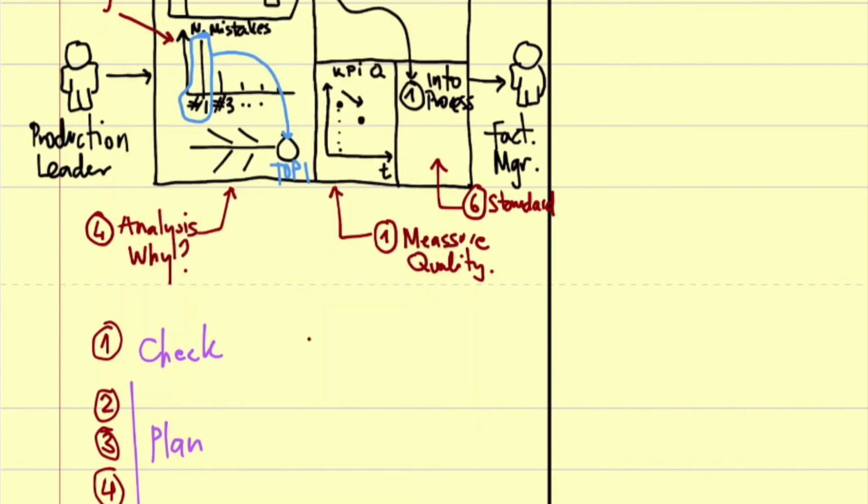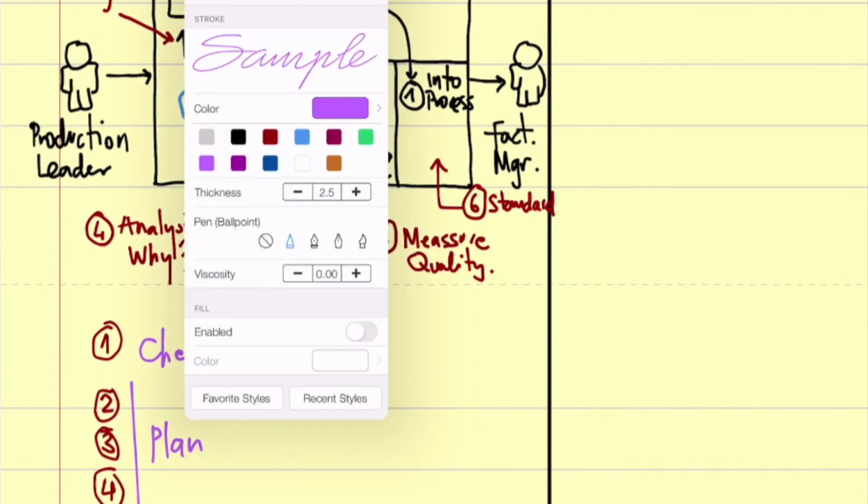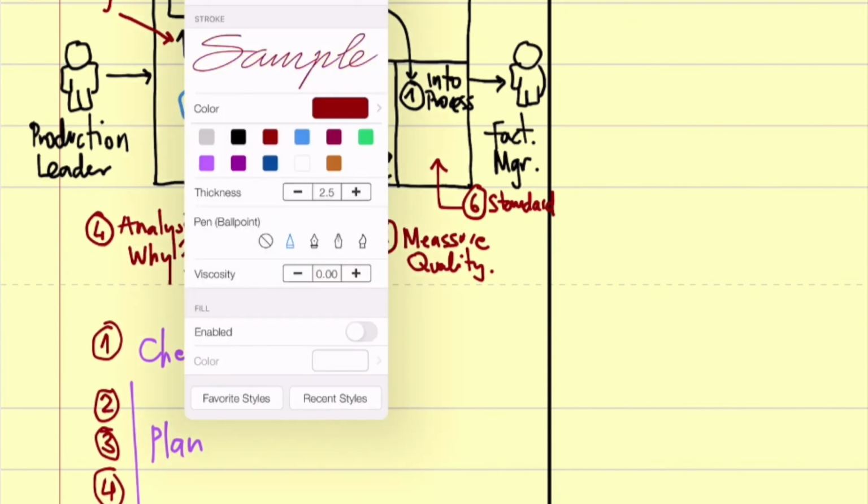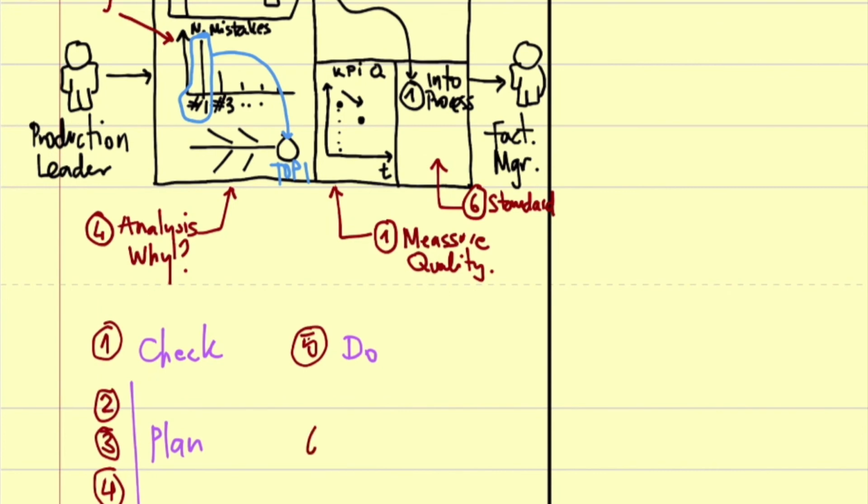Number 5, it's called do, because you're doing stuff, an action. Number 6 is called act, because you're standardizing.